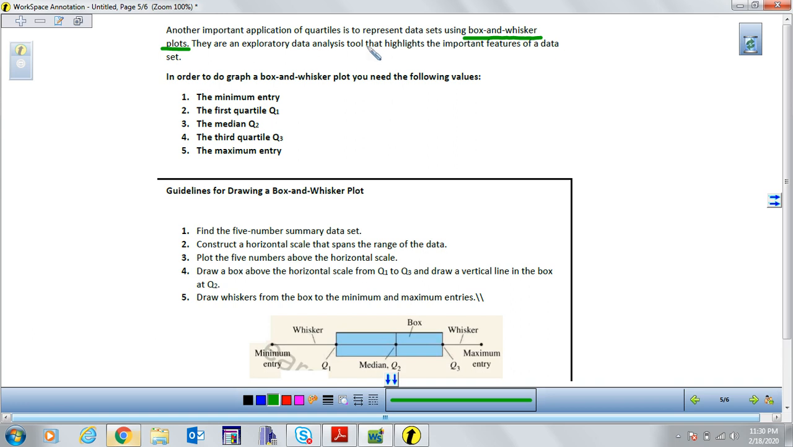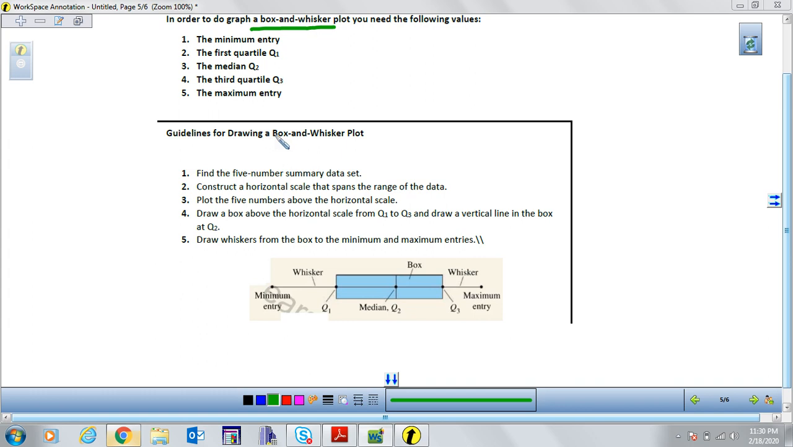They are an exploratory data analysis tool that highlights the important features of a data set. In order to draw the graph of a box and whisker plot, you need the following values. You need the minimum entry, that means the smallest value. You need to know the first quartile, the second quartile or the median, the third quartile, and the maximum entry or the highest value. The first one and the last one are easy: lowest value, highest value. And you already know how to figure out these three from the problem that we just did at the very beginning.